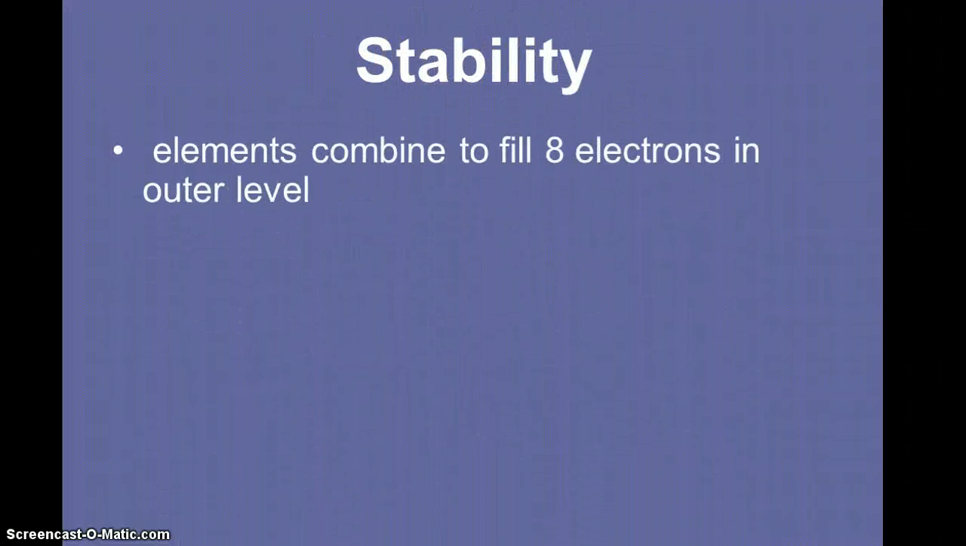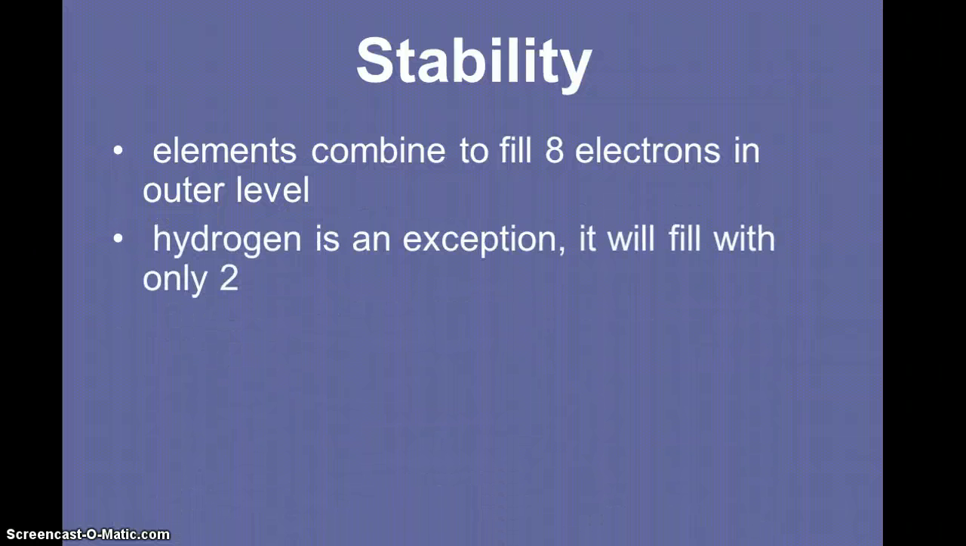Again, we've talked about this. We want all elements to combine to fill 8 electrons in that outermost energy level. We already know that our noble gases, again, please make sure you have your periodic chart out in front of you, have 8 electrons in their outermost energy level. They are stable. They are the least reactive. They're very happy, comfortable. They don't need to associate with anybody. They just like to hang out. They're very, very happy. On the other hand, we've talked about hydrogen too. It is an exception to all these rules. Remember, it will fill with 2, and that's when it's very happy and stable.